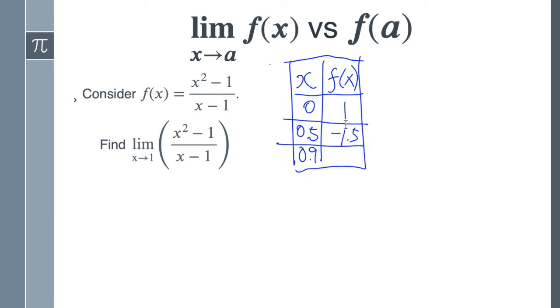And then we'll try to use 0.9 now, which is the nearest to 1. So if we're going to apply that, we have 0.9 squared minus 1. The numerator is negative 0.19, and the denominator is 0.9 minus 1. That's going to give us negative 0.1, and divide them. Negative 0.19 divided by negative 0.1. The answer is 1.9. Positive 1.9.